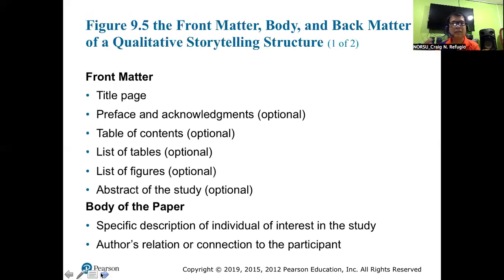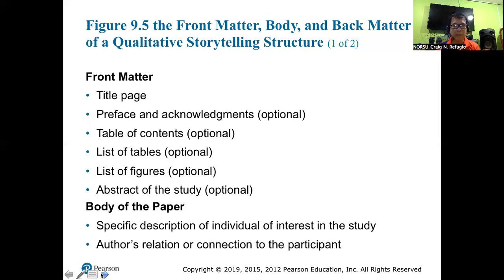Front matter: title page, preface and acknowledgements, optional. Table of contents, optional. List of tables, optional. List of figures, optional. Abstract of the study, optional. But at NORSU, these are not optional. These are actually mandatory in a complete thesis or in a complete dissertation.